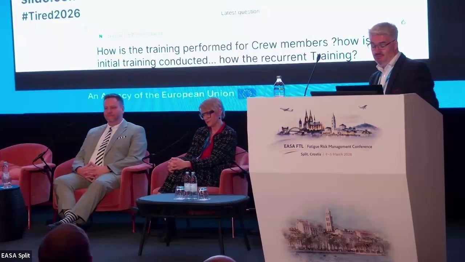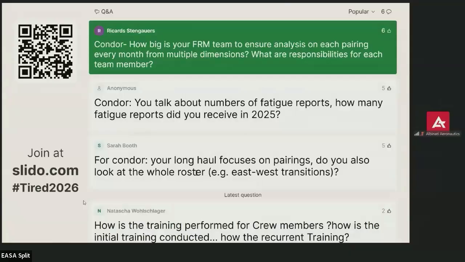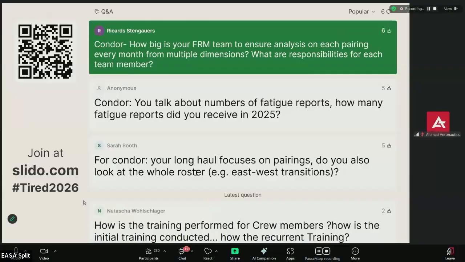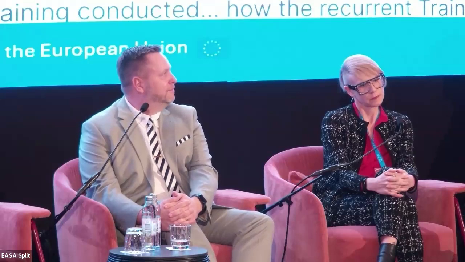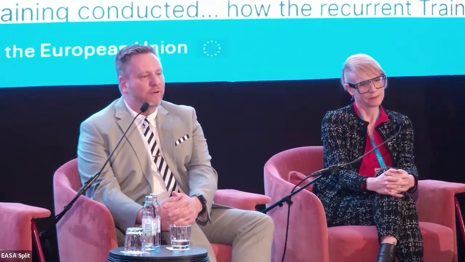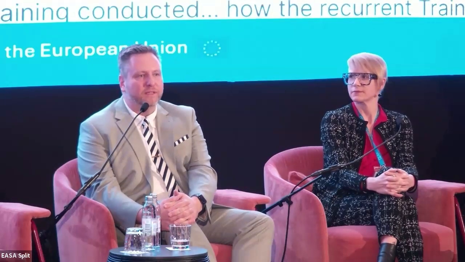Another one then from Marco. How big is your FRM team to ensure analysis on each pairing every month from multiple destinations? And then if it's possible, what are the responsibilities for the team members? Yeah, the core group is just the fatigue risk manager and my deputy. So this is almost a full-time job. However, it's not only us, it's the whole fatigue safety action group.